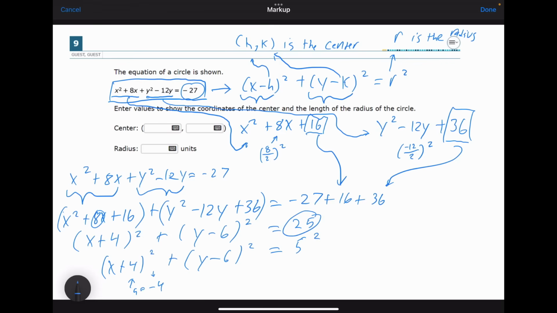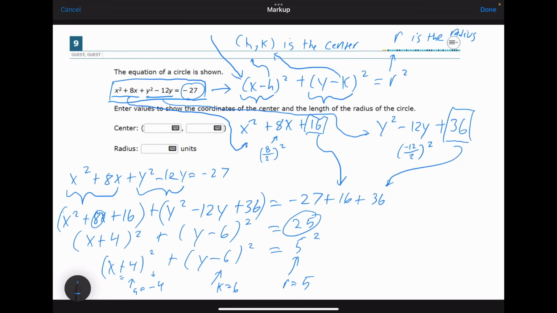Going back up to the original equation for a circle, we have x minus h, and here we have a plus sign. That means that it's a double negative. H equals negative 4. For this guy, we just have simply y minus k, or y minus 6, so k equals 6. And here I have r equals 5.